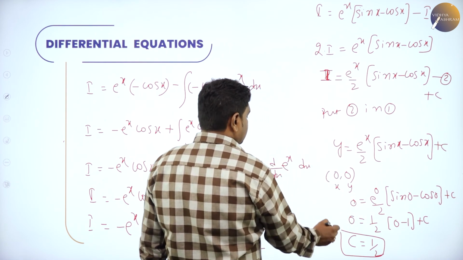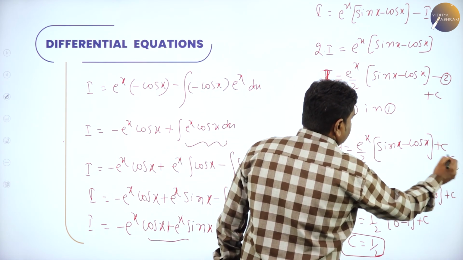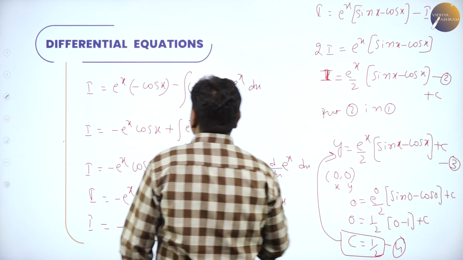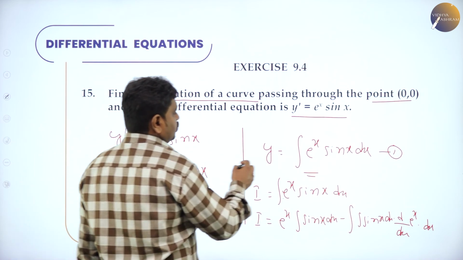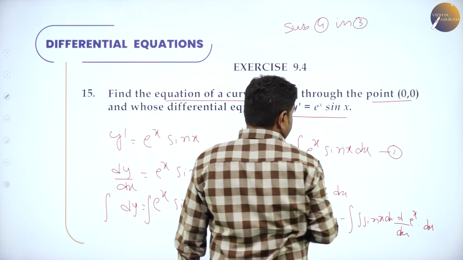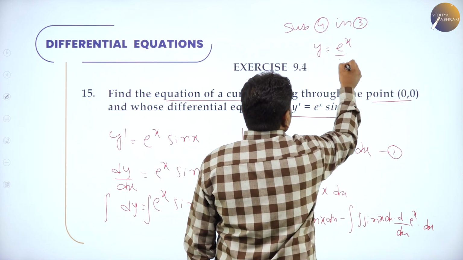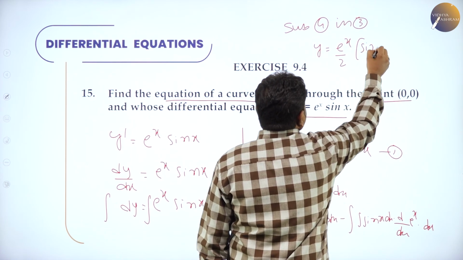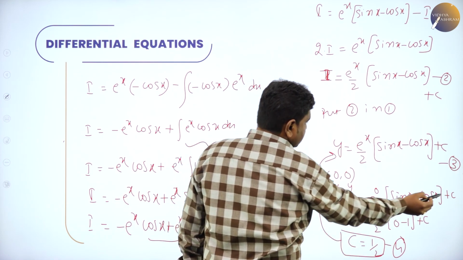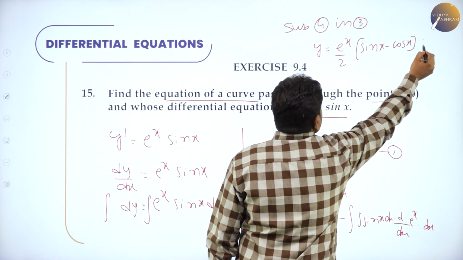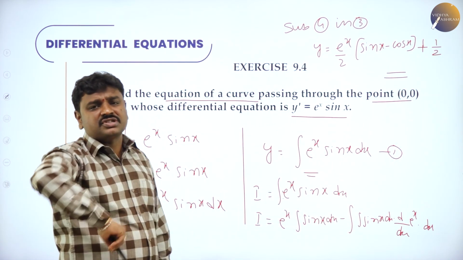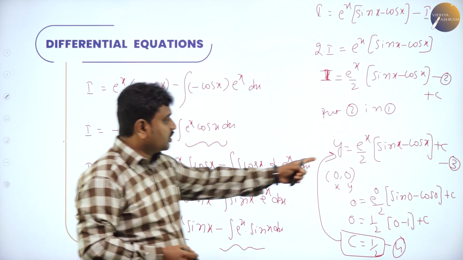Now substitute c in this equation 3. This is the general solution. Call it as 4. Substitute 4 in 3. What is equation 3? y is equal to e power x by 2 into sin x minus cos x, then plus c. In the place of c, half. Plus 1 by 2. This is the particular solution. At (0, 0) means x and y values both you put 0 and 0, so you will get c.